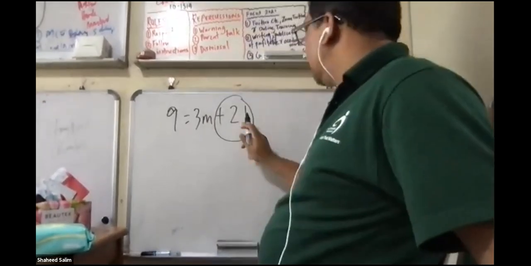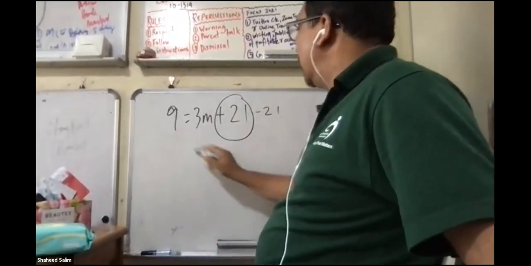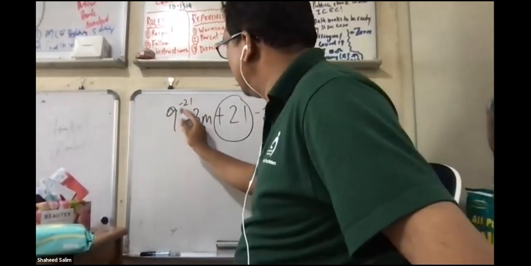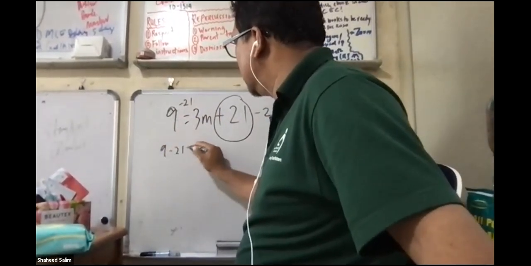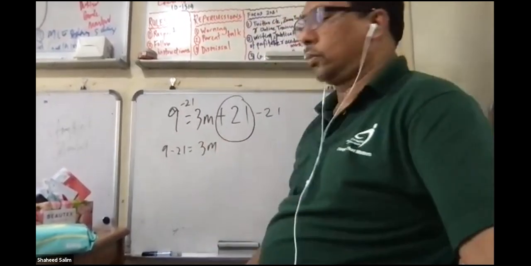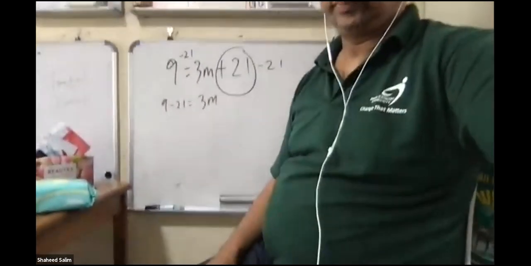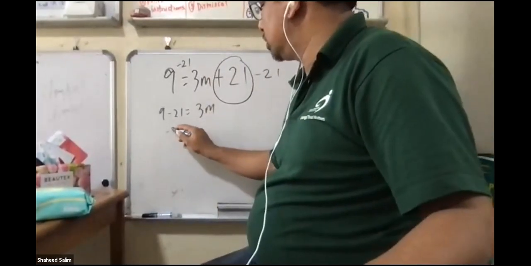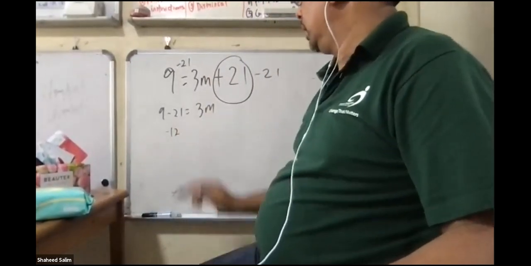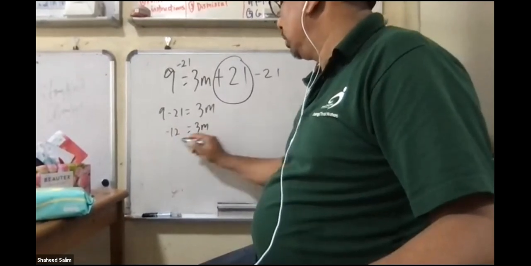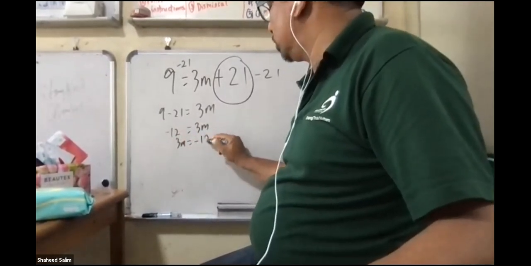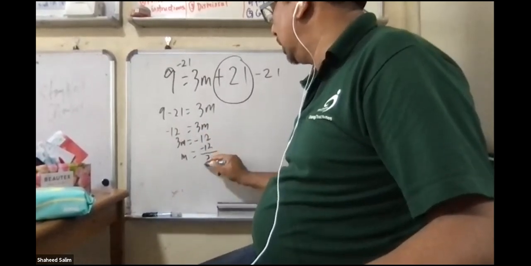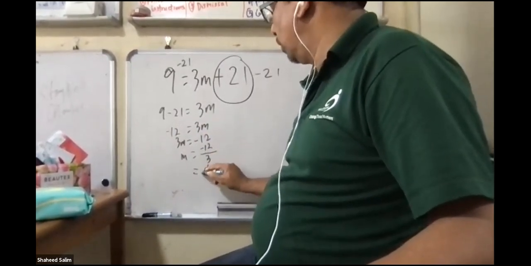So how to get rid of 21? I minus 21, I must also minus 21 here. So you get 9 minus 21 is equals to 3m. You can see that. 9 minus 21, how much is it? It's minus 12. Okay, equals to 3m. 3m equals to minus 12. m is equals to minus 12 divided by 3 equals to minus 4.